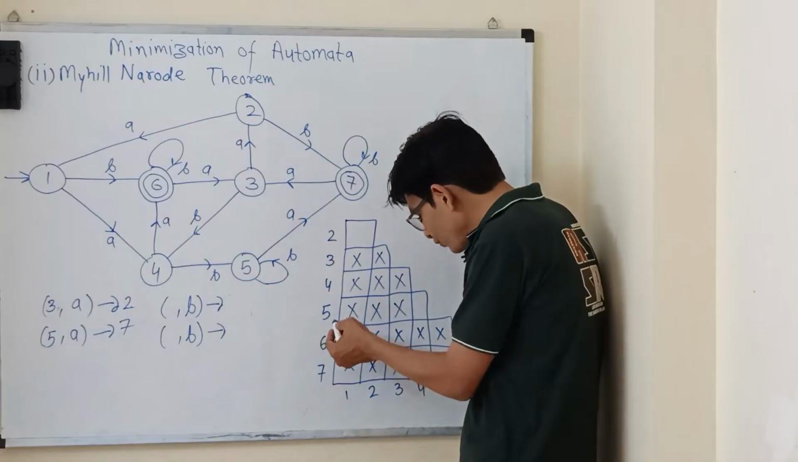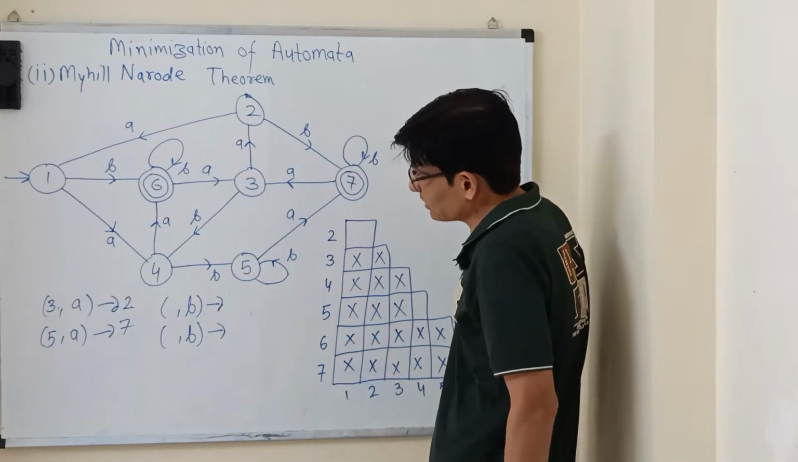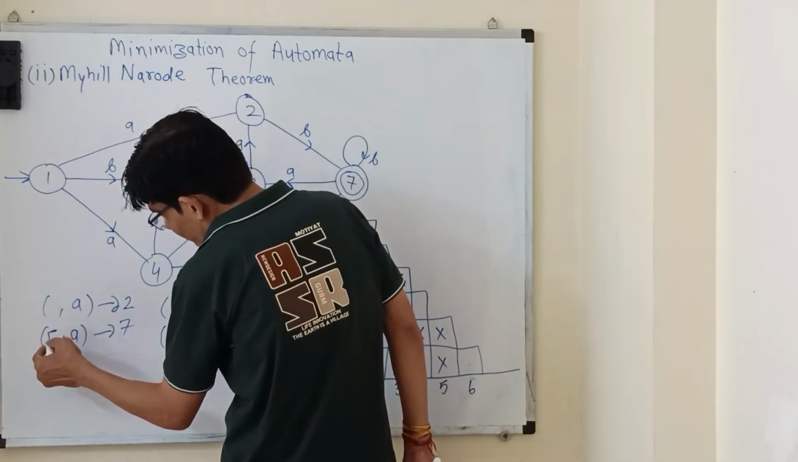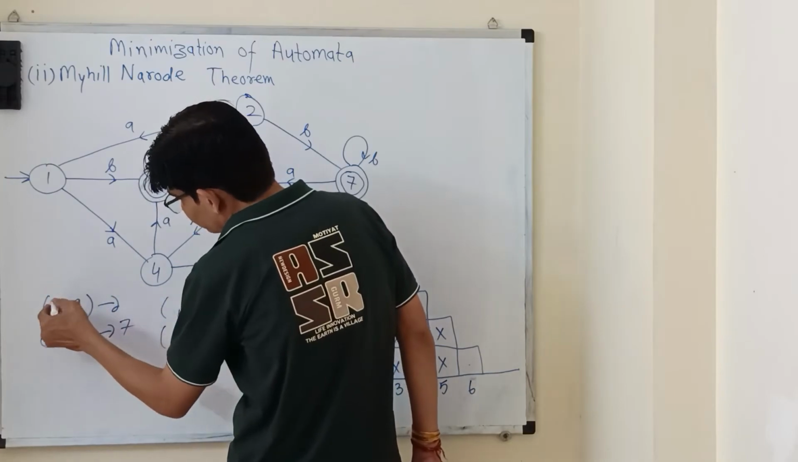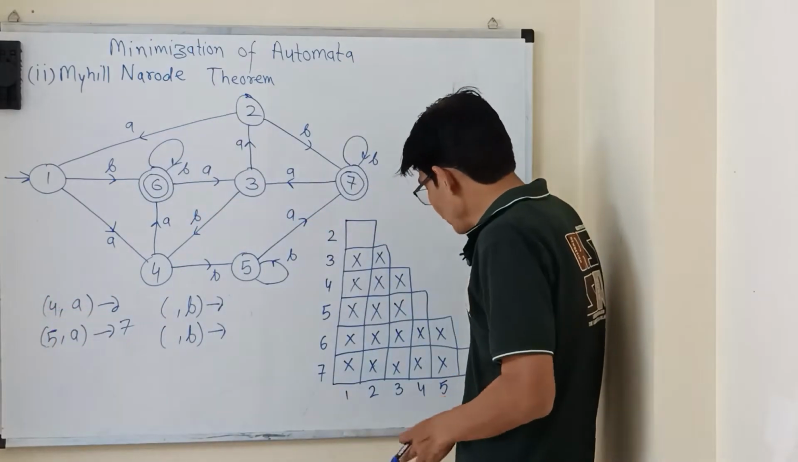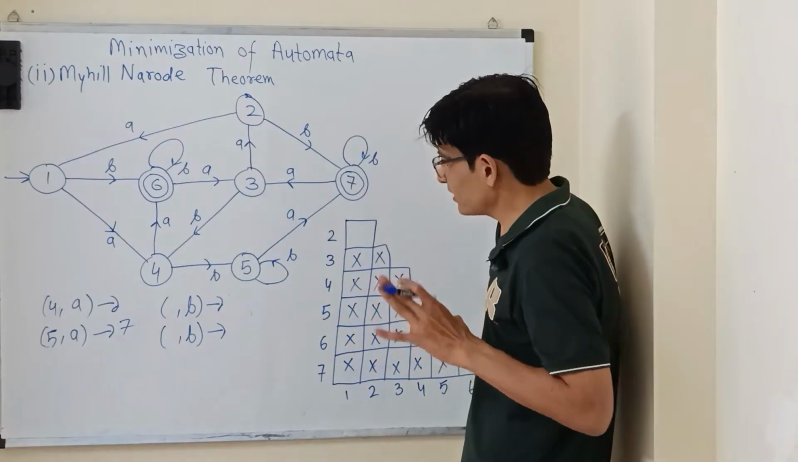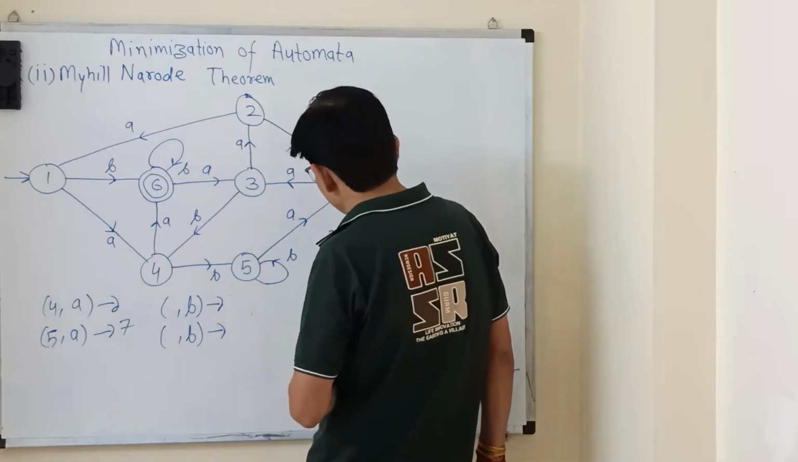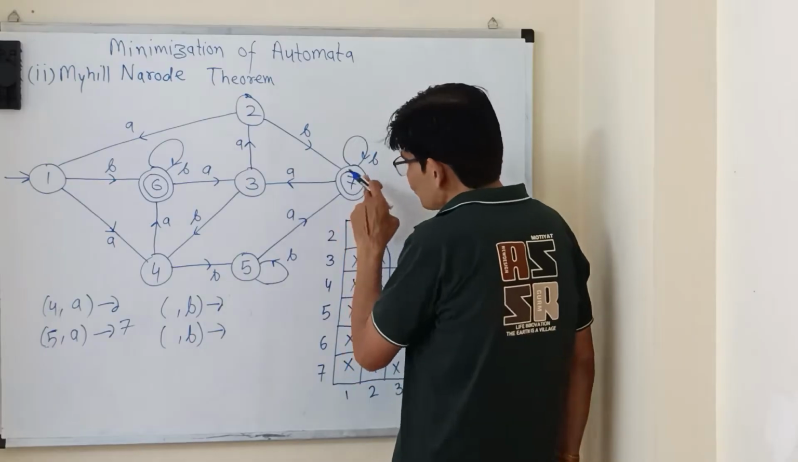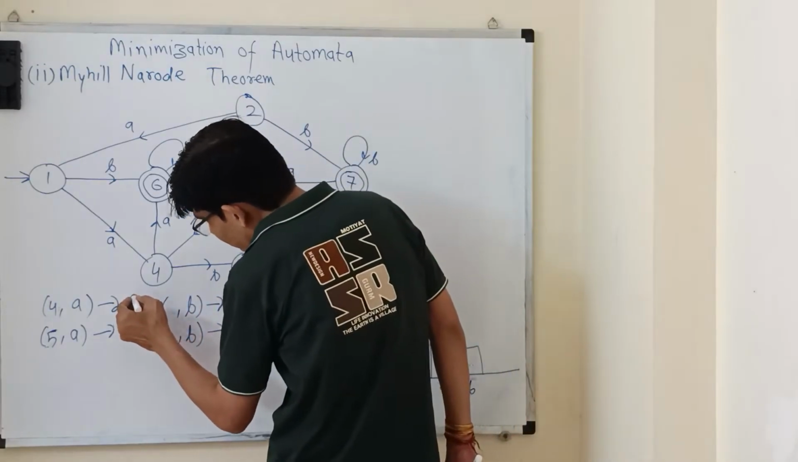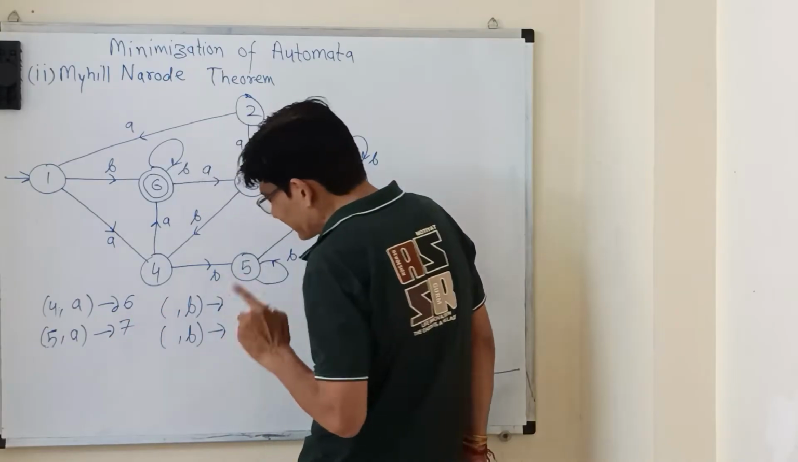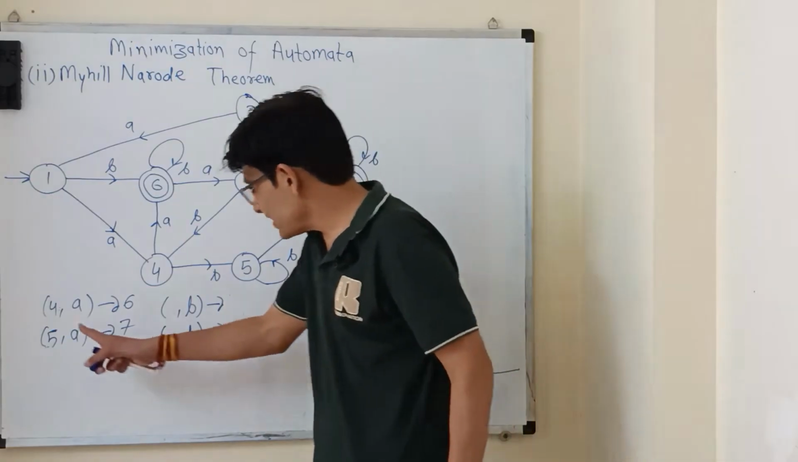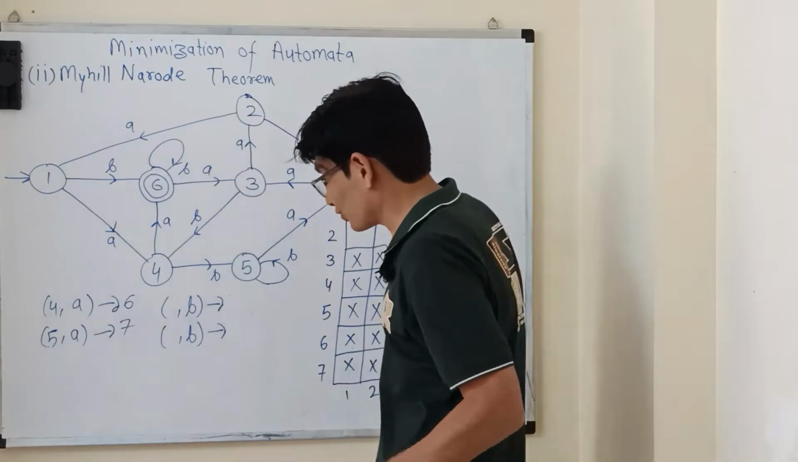Now we try 4 and 5. Please check. Now we try the 4 and 5 combination. On 4, if we are applying A, we are moving to 6. And on 5, if we are applying A, we are moving to 7. So between 6 and 7, have we put the cross? No, this is blank. So based on the A transition, we cannot put a cross here.